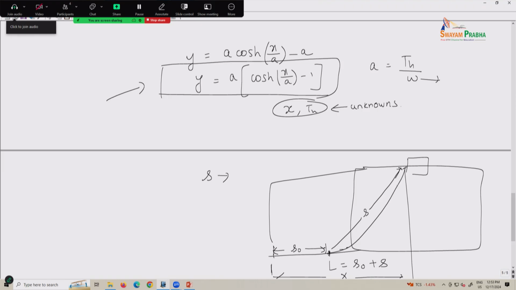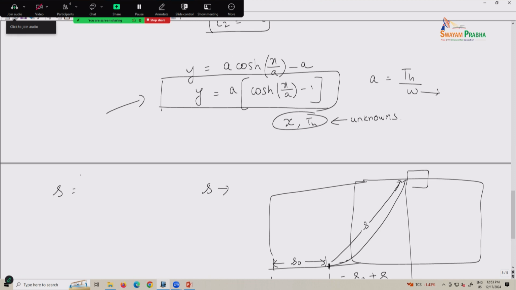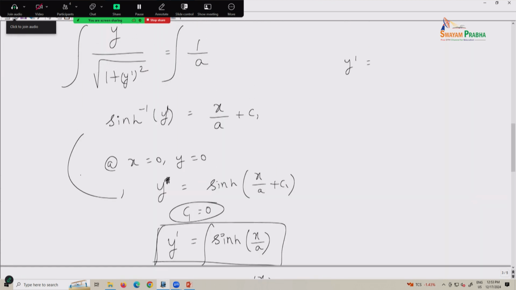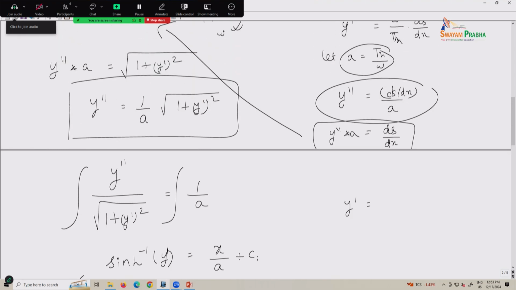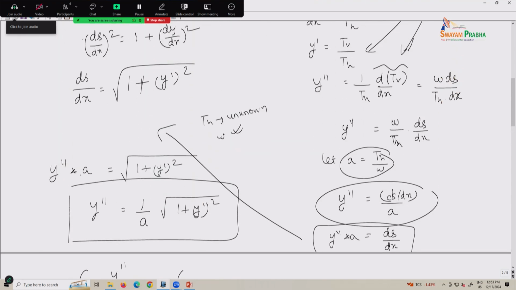Now, in order to solve this problem, you should know the value of TH, then only you can actually solve it. But you know the value of L, because that is given. You know how much length you have dropped in the sea, because some inputs are there for you. So now we need an expression for S, right? From which expression can we get that? Expression for S.